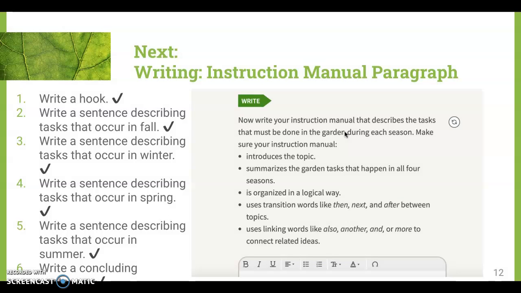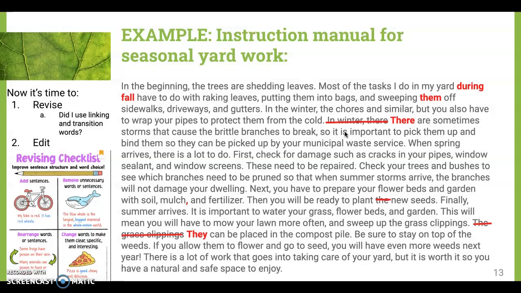If we look back at the list of requirements, it says, write your instruction manual that describes the tasks that must be done in the garden during each season. Make sure your instruction manual introduces the topic, summarizes the garden tasks that happen during all 4 seasons, is organized in a logical way, uses transition words like then, next, and after between topics, using linking words like also, another, and, or more to connect related ideas.